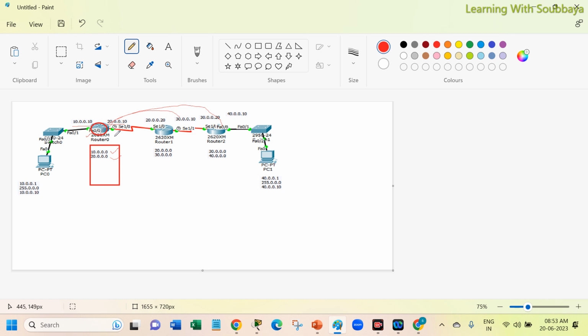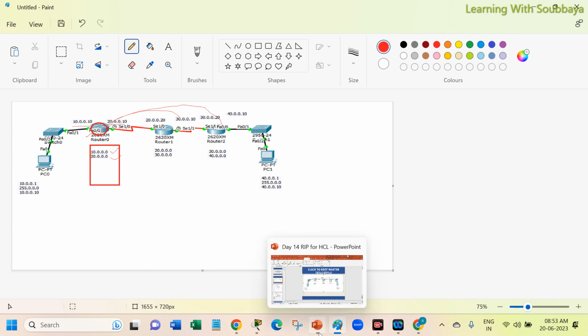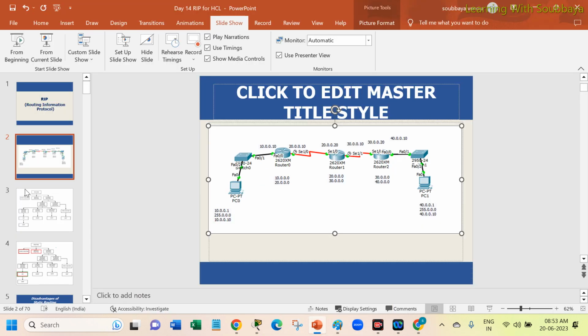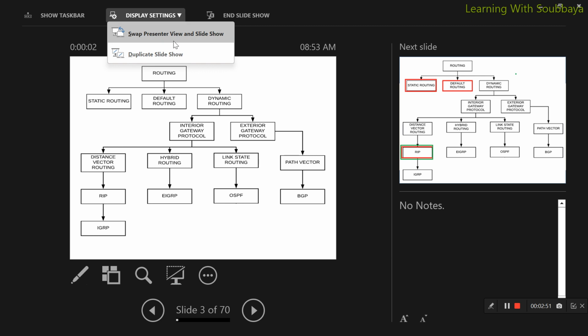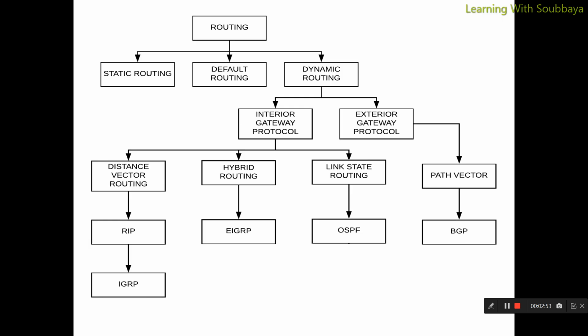So we configure a routing protocol. What routing protocols are available? We have multiple routing protocols available, starting with the static routing protocol, default routing protocol, and then dynamic routing protocol. Dynamic routing protocol is again classified into IGP and EGP. IGP is again classified into distance vector, hybrid and link state. For EGP we have one protocol available, called path vector protocol, that is BGP.